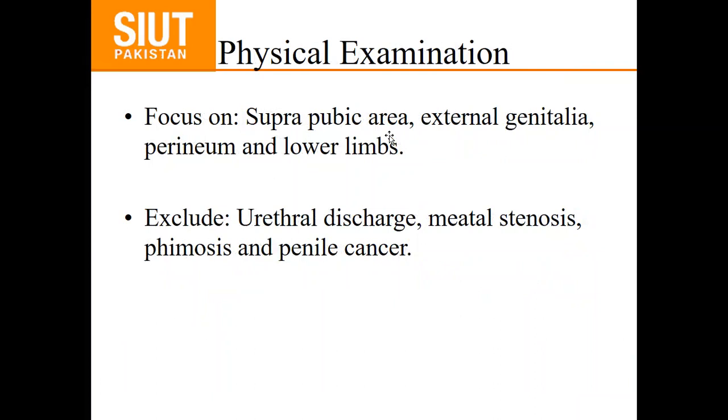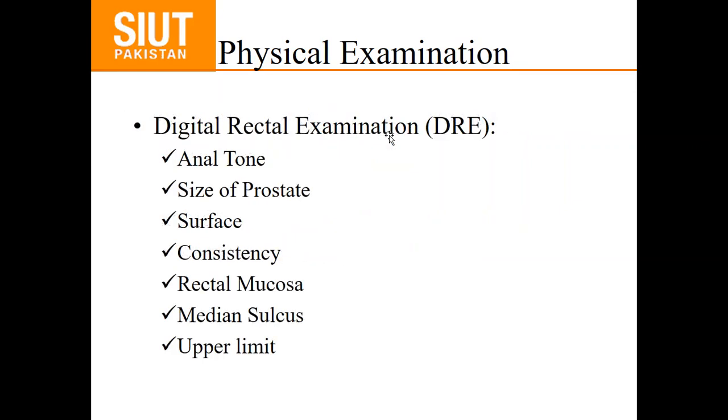So the next step after bladder diary and scoring, we come to physical examination. We have to focus on the suprapubic area, external genitalia, perineum, lower limbs for any neurological deficits. Exclude urethral discharge, meatal stenosis, phimosis, and penile cancer. Digital rectal examination is performed as we have discussed yesterday.